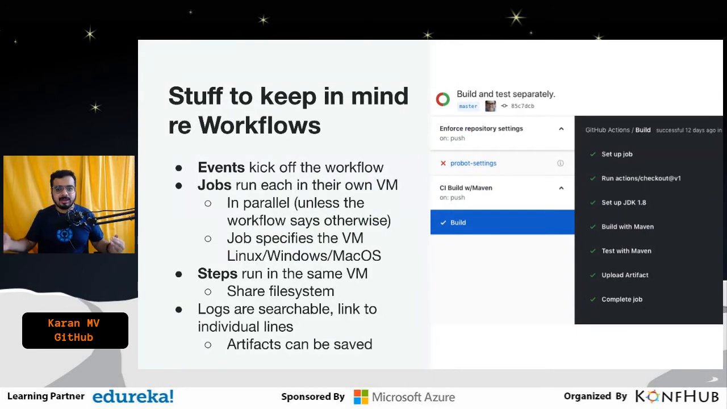So the stuff to keep in mind regarding workflows is events kick off the workflow, and jobs run each in their own virtual machine. A workflow file can have multiple jobs, and each job runs in its own VM, and it all runs in parallel unless you specify otherwise. In a job is where you specify which VM you want this job to run on. And there are steps, which run in the same virtual machine. So you have a workflow, you have a job, and then you have steps. And all of them share the same file system. And then you have the logs. You can even share artifacts within the workflows and across multiple workflow runs as well.